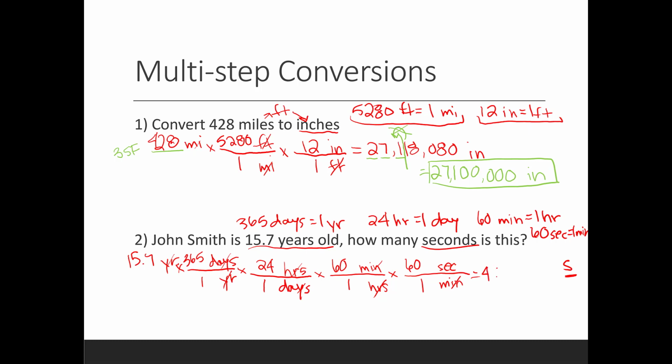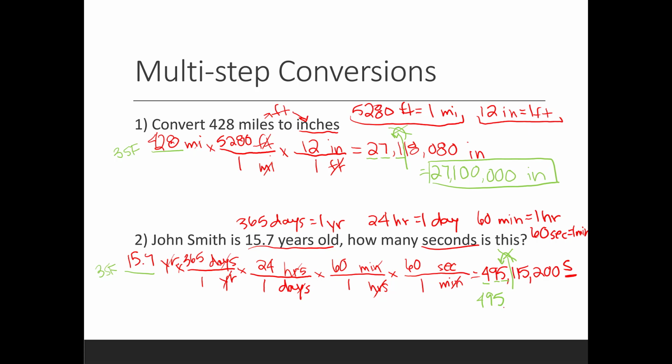495,115,004,200 seconds. But do we get to keep all of those digits? No, we still have to consider significant figures. 15.7 has 3 sig figs. So our final answer needs to have 3 sig figs. So the 4 will count, the 9 will count, the 5 will count. Then we're going to be cut off. That 1 is not going to round up the 5, so we're just going to be left with 495, right?